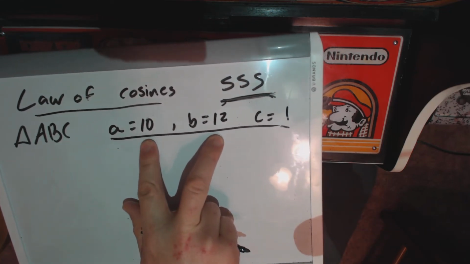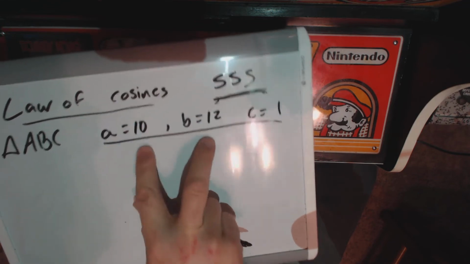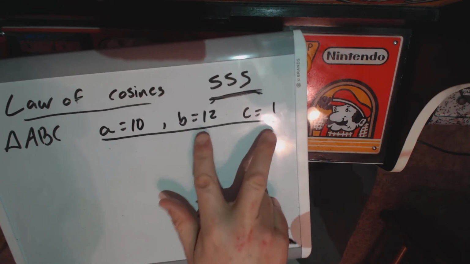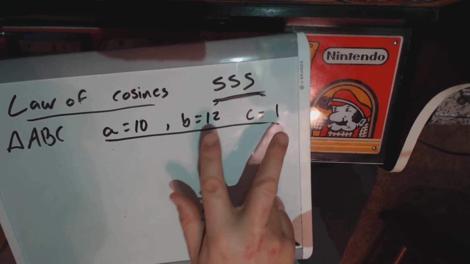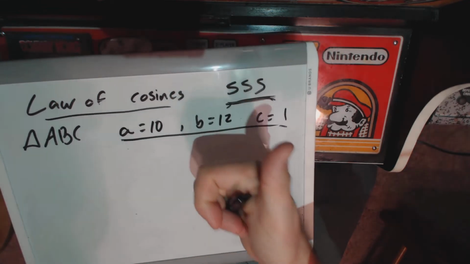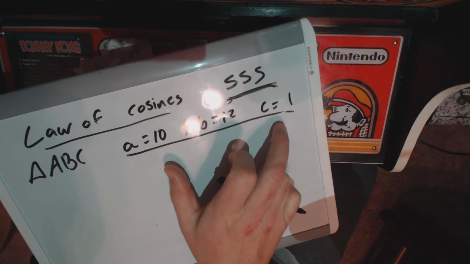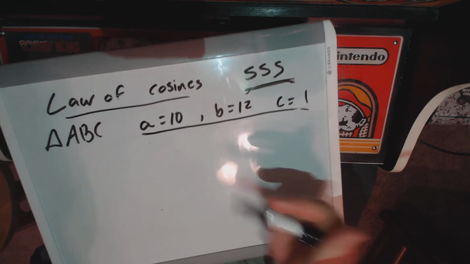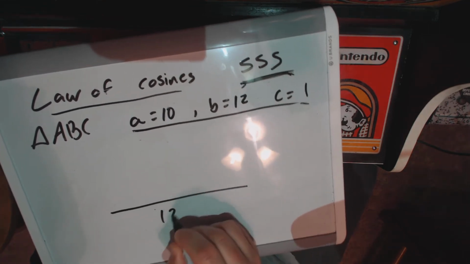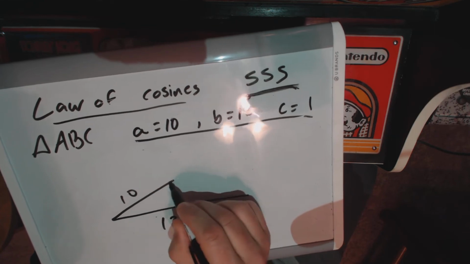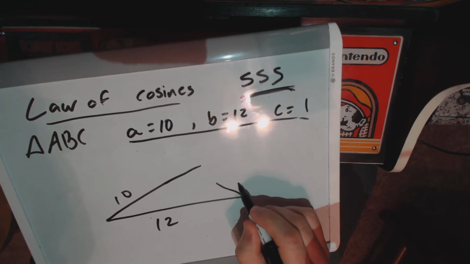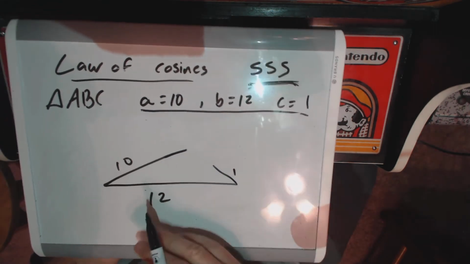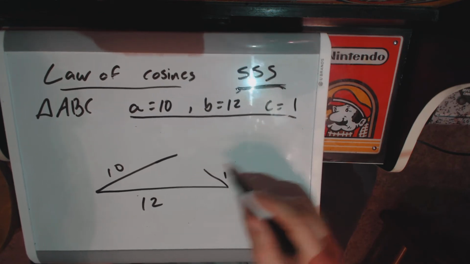What's 10 plus 12? It's 22, right? Is 22 bigger than 1? Yes. Okay, let's try this again. What is 12 plus 1? Well, it's 13, right? Is 13 bigger than 10? Yes. Here's the problem: 10 and 1. 10 plus 1 is 11, which isn't bigger than 12. So what that would mean is, if you had a side of 12 and you had a 10 and a 1 like this, there'd be no way that could possibly close off, because even if you laid them down flat, they wouldn't be as big as the 12. So you can't physically form a triangle with this.